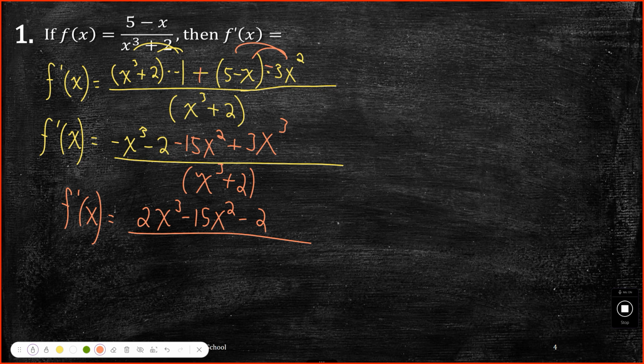So what's the problem here? What have I forgotten to do here? Anybody? Square the bottom. All over the bottom squared. The bottom squared.